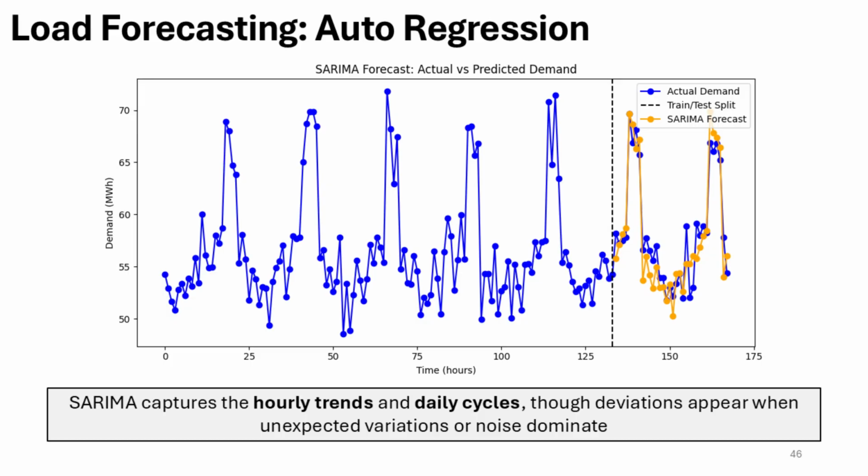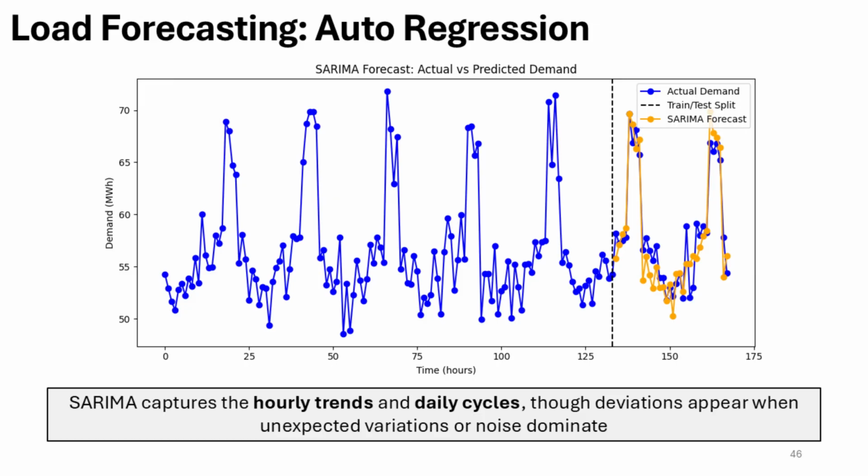As you can see, the SREMA model, represented by the orange line, does an exceptional job of capturing the hourly trends and daily cycles. It successfully mirrors the rhythmic peaks and valleys of our residential load, proving that the S equals 24 seasonal parameter we set is correctly identifying the 24-hour patterns in human behavior.